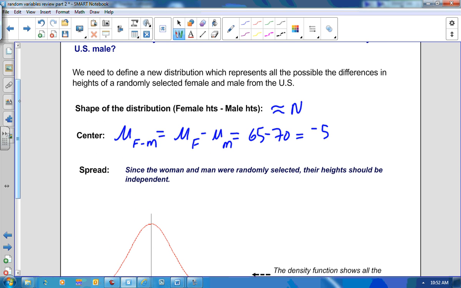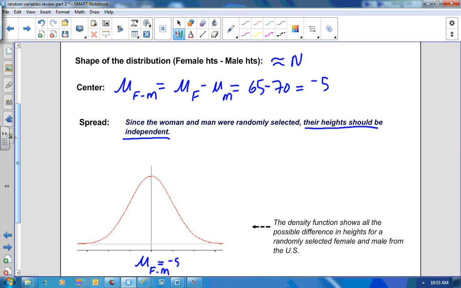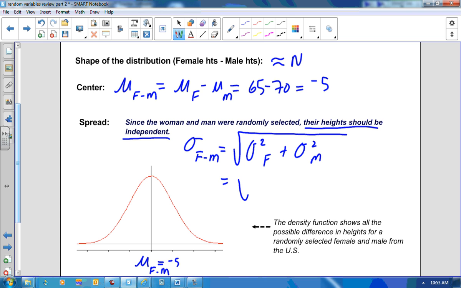What's the spread of this new distribution that represents all the differences in female minus male heights? Well, we were told that the woman and man were randomly selected. So since they were randomly selected, their heights should be independent. So recall, standard deviations never add. Variances add only if the two groups are independent. So the standard deviation of the female minus male group is equal to the square root of the variance of the females plus the variance of the males. And so that's equal to the square root of 2.5 squared plus 3 squared, which is approximately 3.9 inches.